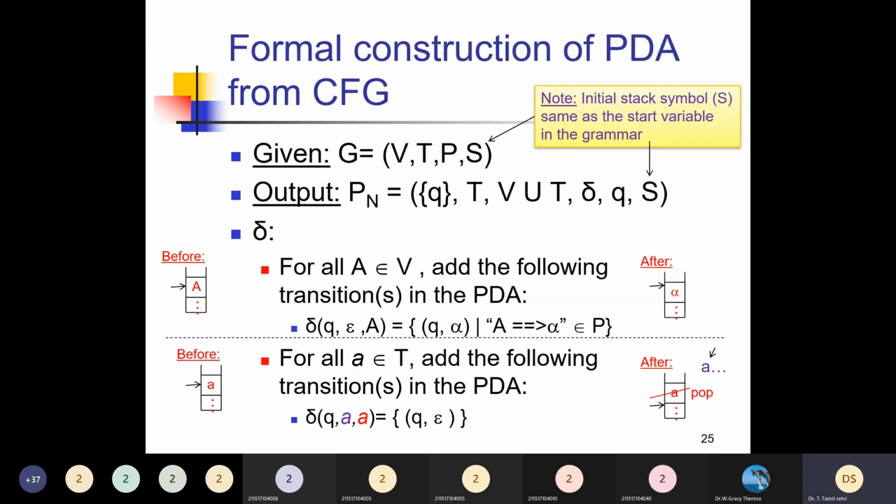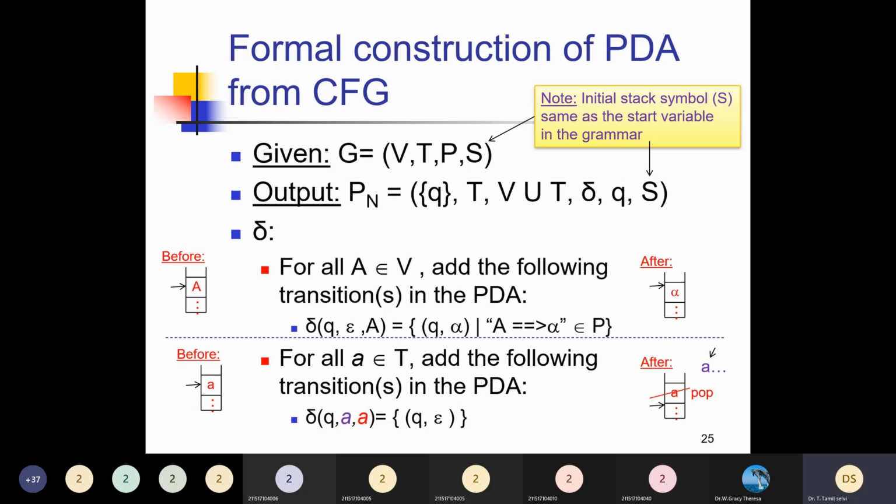And then coming to the formal construction of PDA from CFG. We have a CFG here. As I told, grammar G is nothing but the CFG. We have four parameters here. Capital V is the set of non-terminals. T is the set of terminals. P is the production, and then capital S is the start symbol. So this is the given input. And what about the output? We are going to construct the PDA for the given CFG. So we have a PDA as output here.